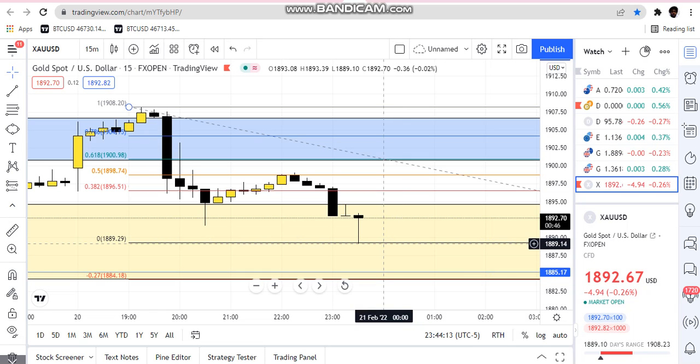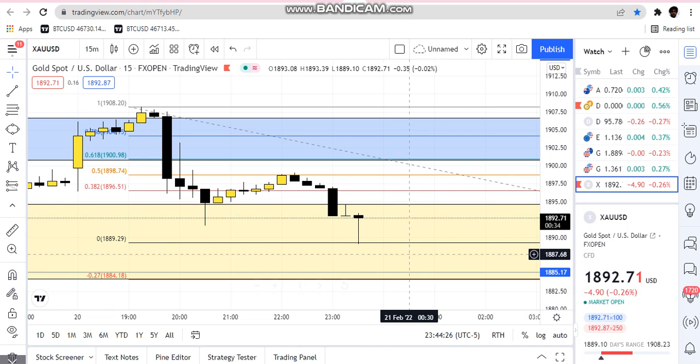If you miss this trade, wait for price to make a lower high. Price will have to make a lower high. It's not going to keep making lower lows. It made a lower low all the way down to 0, right to 1889. Price now will have to make a lower high. If you miss this trade, just wait for price to make structure.